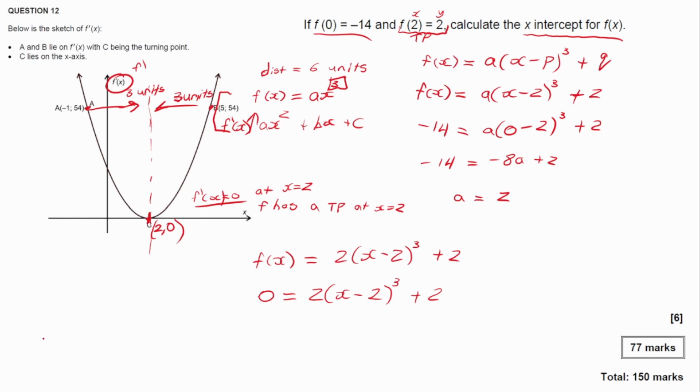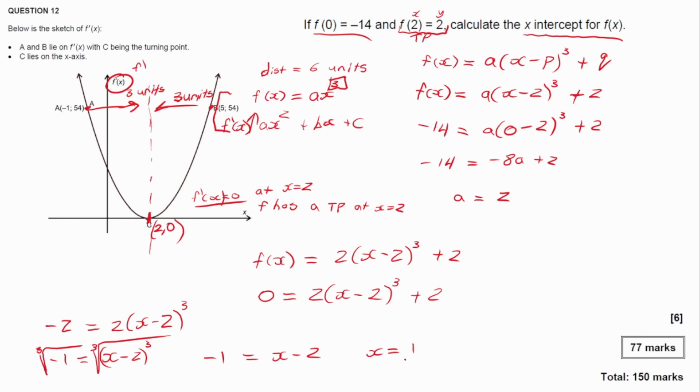So now what we're going to do is get minus 2 is equal to 2 times (x minus 2) cubed. And we divide both sides by 2, and we get minus 1 is equal to (x minus 2) cubed. And we can just take the cube root of both sides. So that means that minus 1 is equal to x minus 2. We've just taken the cube root of both sides. Let me show that. So now we have this. So we know that x is equal to 1. This would be the x-intercept. And that's our final answer.